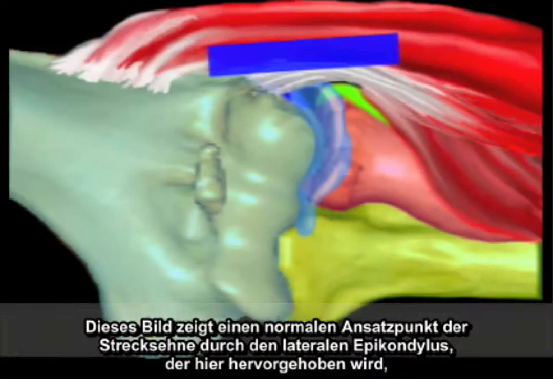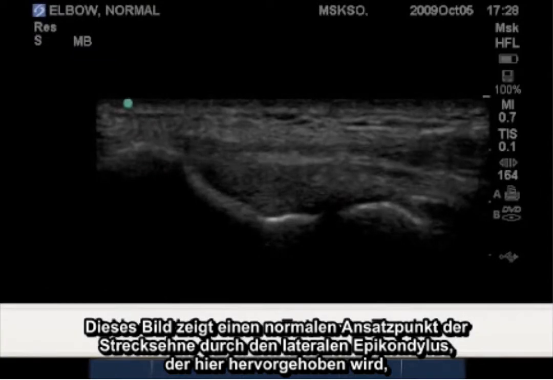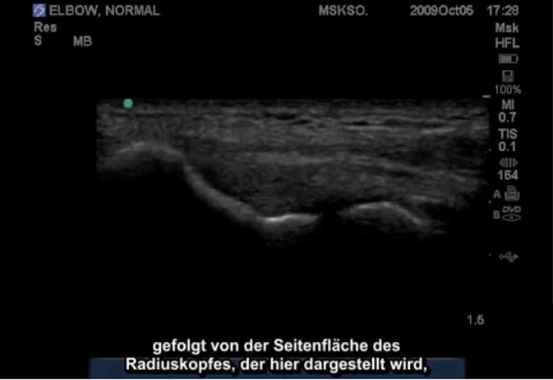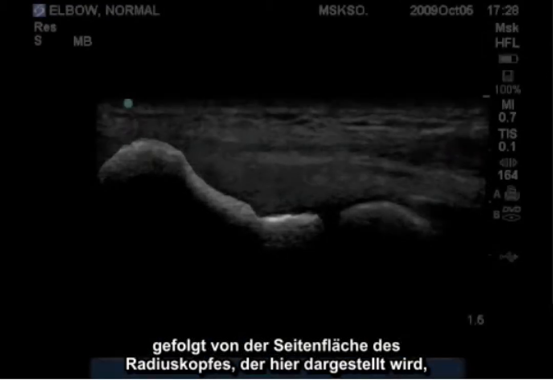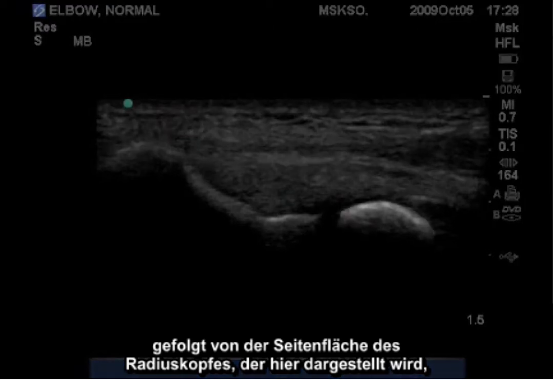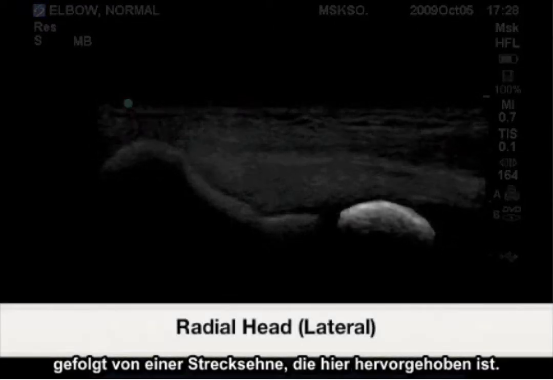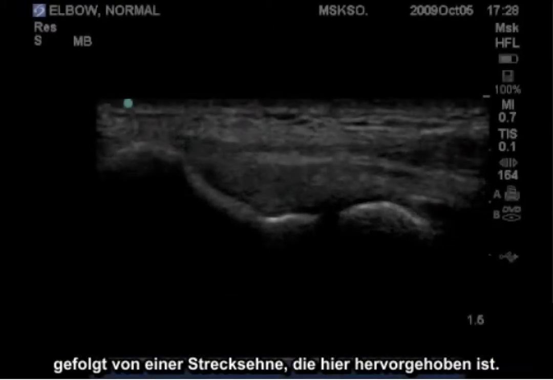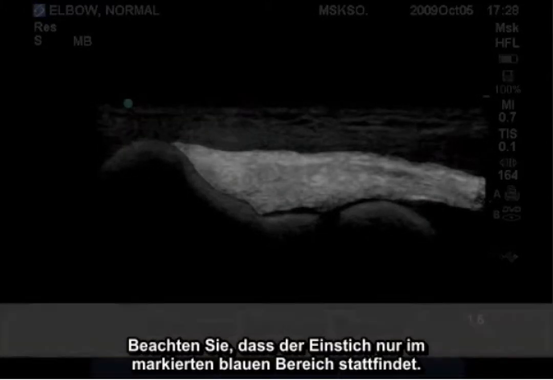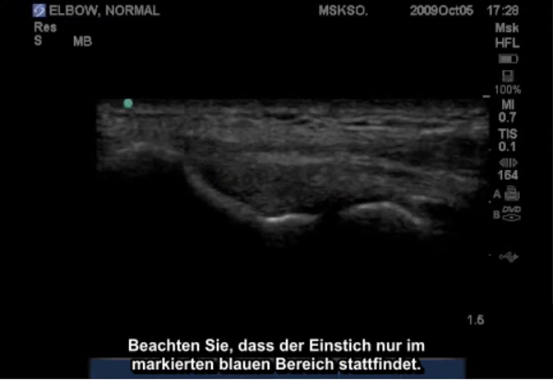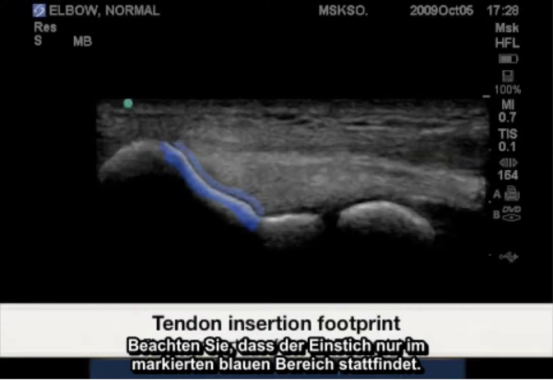This image shows a normal common extensor tendon insertion to the lateral epicondyle, which is highlighted here, followed by the highlighted lateral aspect of the radial head, followed by the common extensor tendon, which is highlighted here. Observe the only insertion is taking place in the highlighted segment in blue.